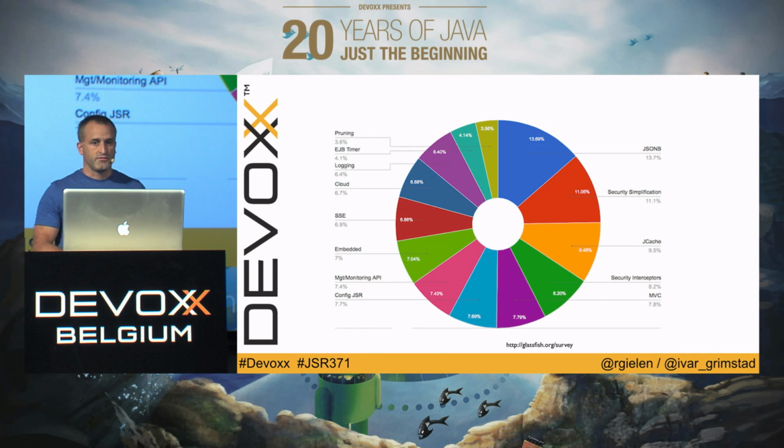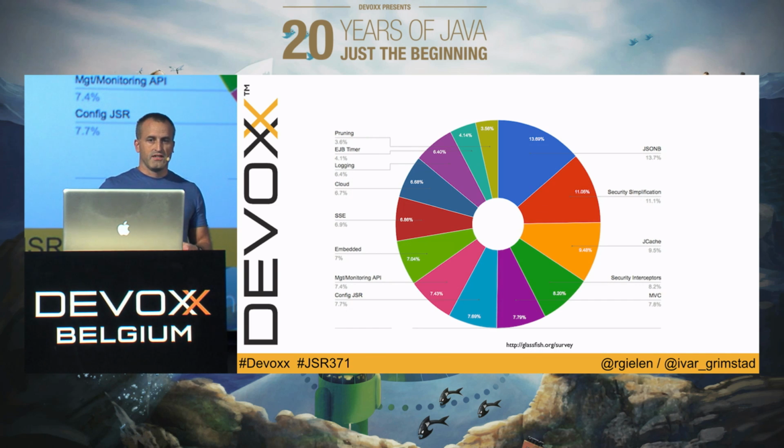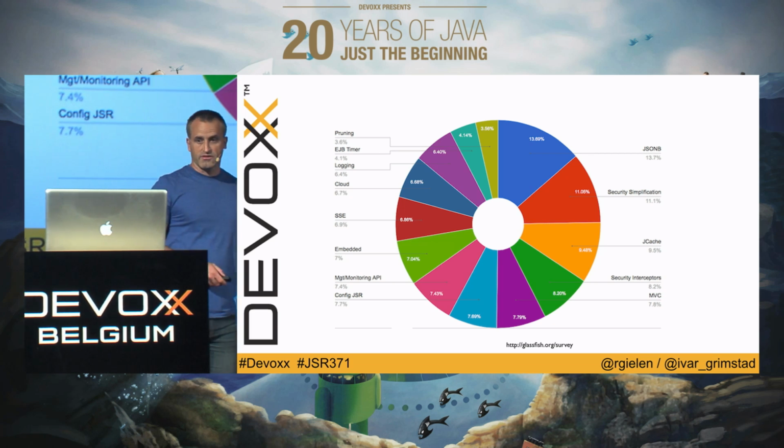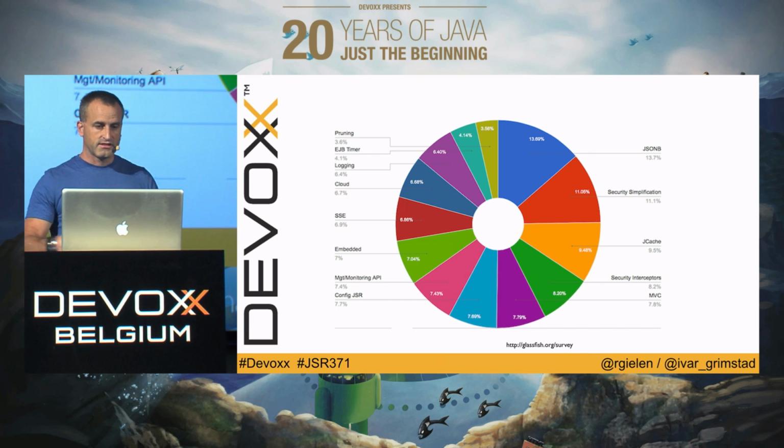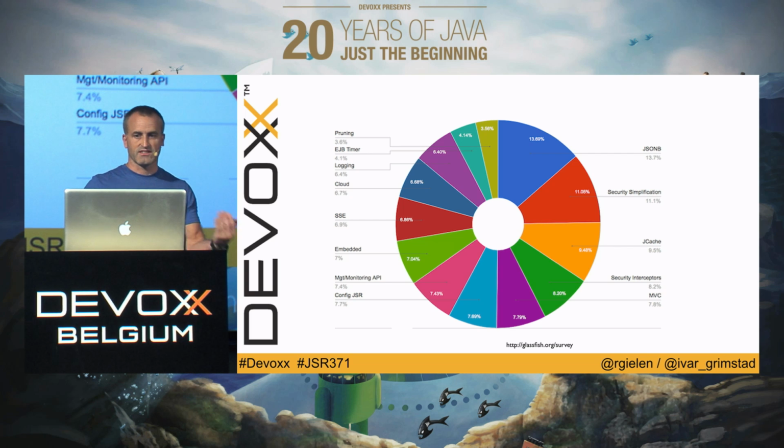Another view of this community study is that MVC is actually one of the most wanted features of Java EE 8, because nearly 8% want this in Java EE 8. So it's a wanted feature by the community. So this answers more than the question why.